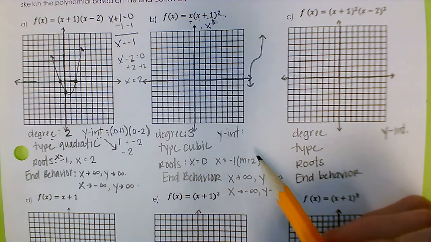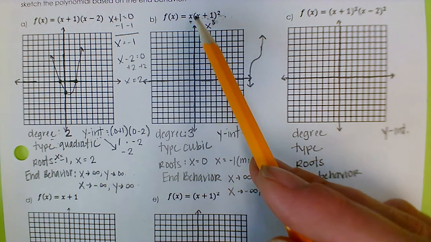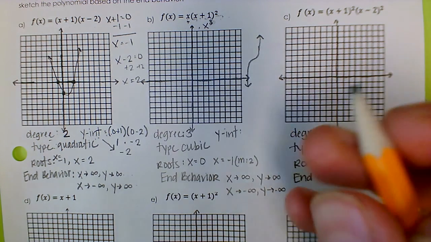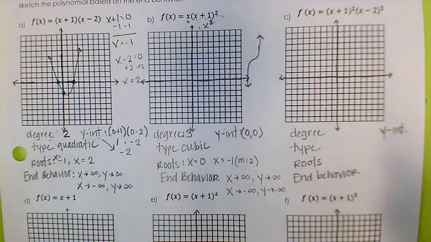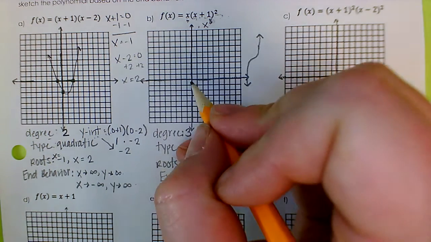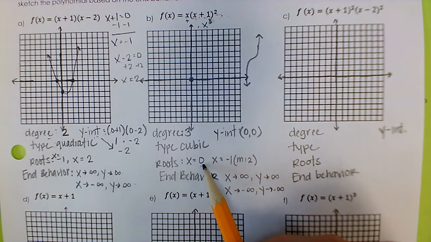Okay? And the last thing again is your y-intercept. So if you put 0 in here, 0 times anything is going to be 0. So your y-intercept is going to be at 0, 0. So let's graph what we know. We know 0, 0 is the intercept, which is also one of our roots.